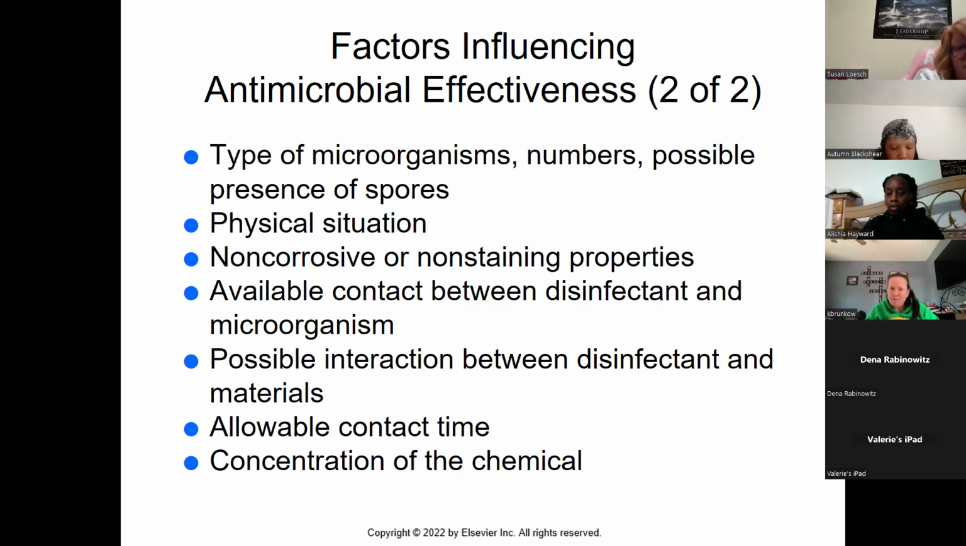We talked about the numbers. The temperature: an increase in temperature increases the effectiveness of the chemical agent if the stability is not exceeded. And then organic matter. Organic matter, urine, blood, all decrease the effectiveness of the chemical agent. So even if you use the chemical first, you have to go back and clean it again and remove that soiled material.